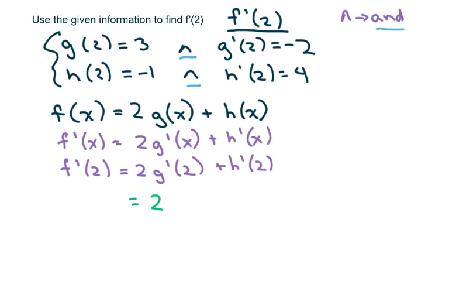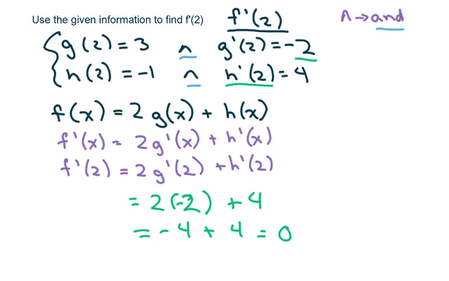So we have 2 times the derivative of g at 2, which is 3. No, the derivative is negative 2, sorry. And then the derivative of h at 2 is 4. So this equals negative 4 plus 4, which equals 0.